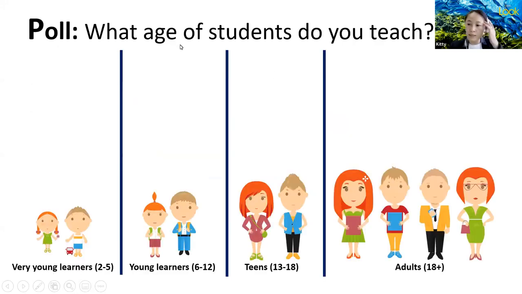Now let's have two quick polls to check who is here with us. I'll launch the first one. I see responses coming in. I'll stop here, and then I will share the result. Most of you, 73%, are teaching young learners, and some teachers also teach very young learners, and 30% are teaching teens.